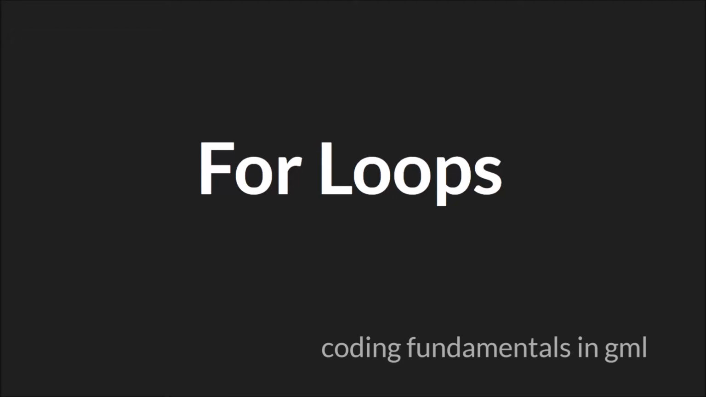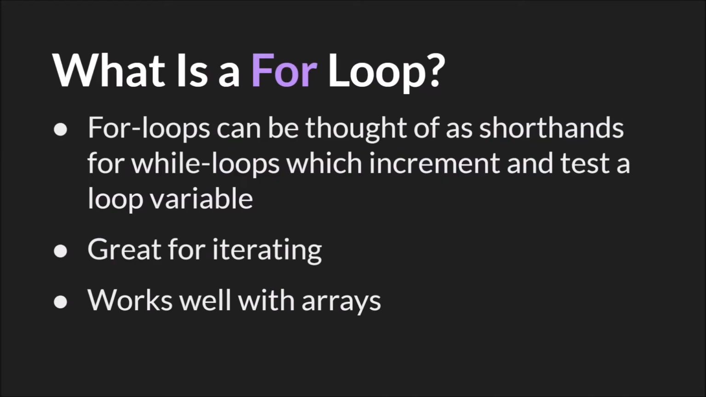This will be the first of two tutorials on for loops. In this tutorial, we're going to cover the basics of for loops, and then later we'll revisit for loops and talk about some of the more advanced things you can do with them. For loops can be thought of as a shorthand for a while loop, which increment and test a loop variable. They're great for iterating, and they work well with arrays and data structures.